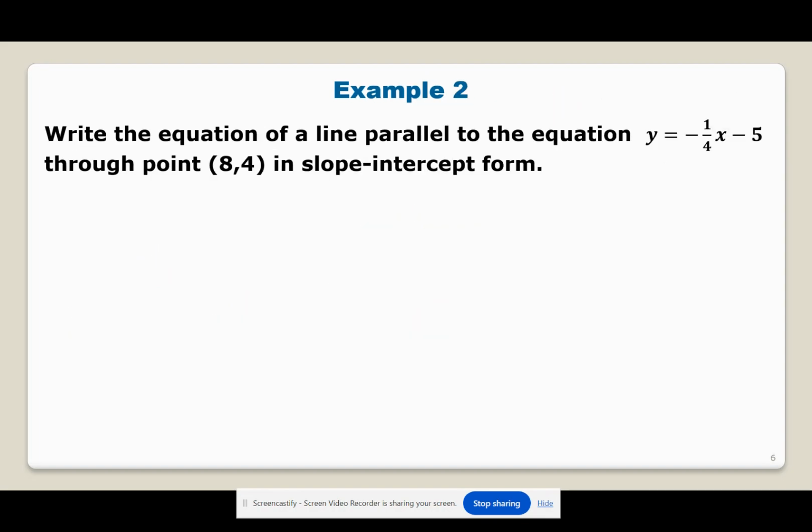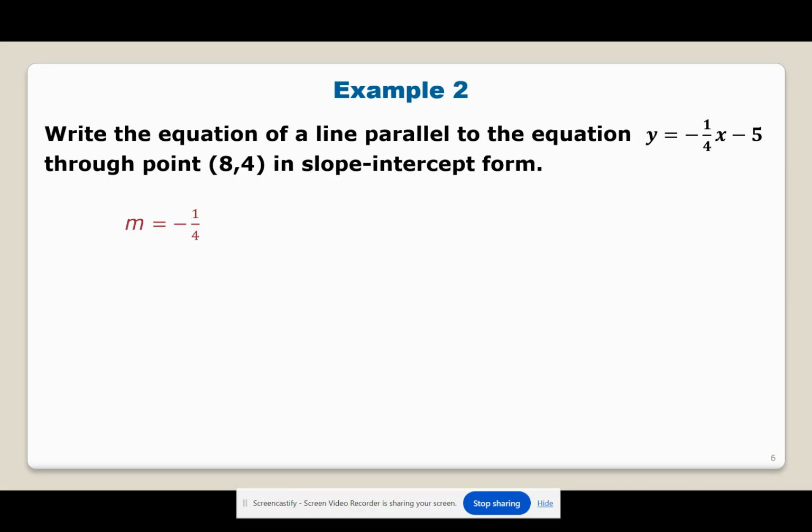All right, let's try another one. I want to write the equation of the line that is parallel to the given equation, which is in slope-intercept form. I want this one to go through the point 8, 4. So what you need to do is look at the equation that's given. Notice what the slope is. Hopefully you can see that the slope is negative 1/4. So let's specify that out to the side.